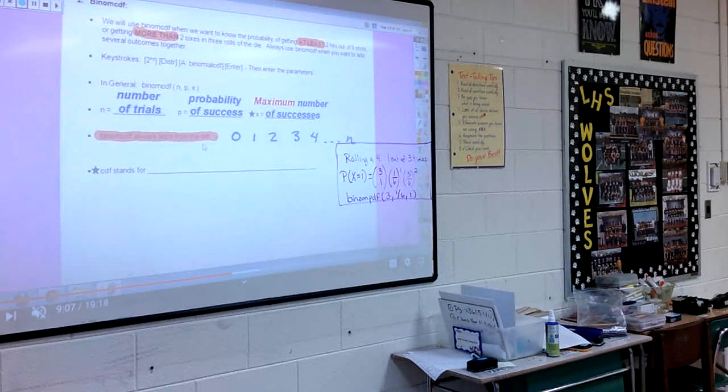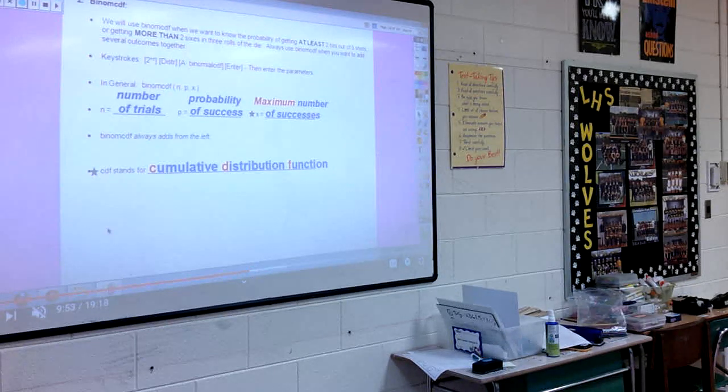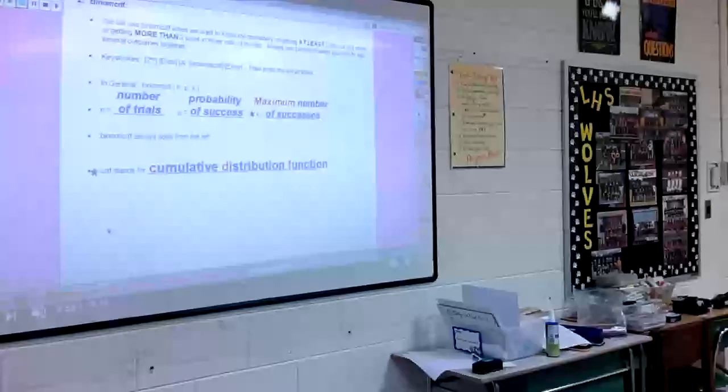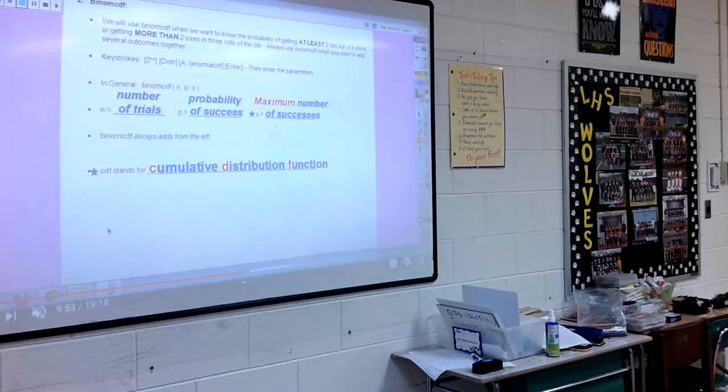And CDF stands for what we talked about just a minute ago, cumulative distribution function. Instead of just one probability, we're going to add them up. So I'm going to show you an example of that here in just a second. So on the calculator, we're talking about a CDF, cumulative distribution function. So let's look at that. I'm going to give you an example of this.